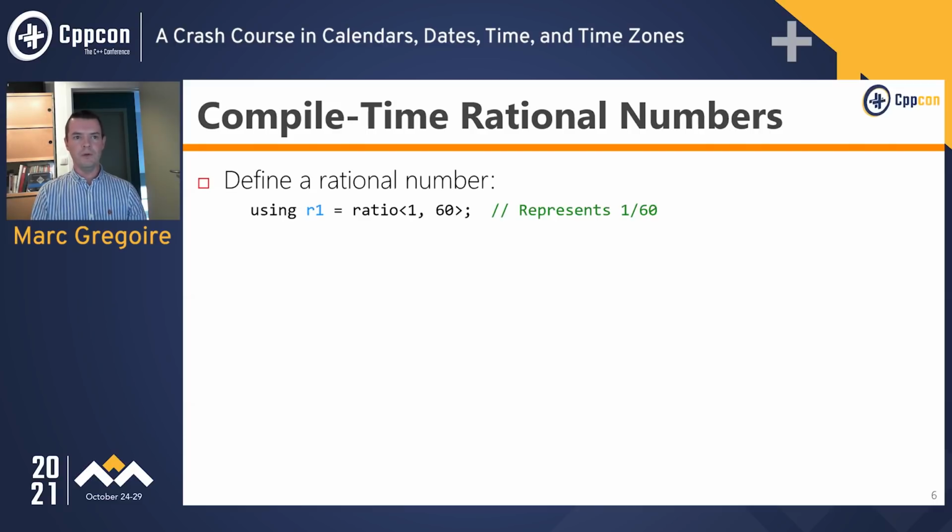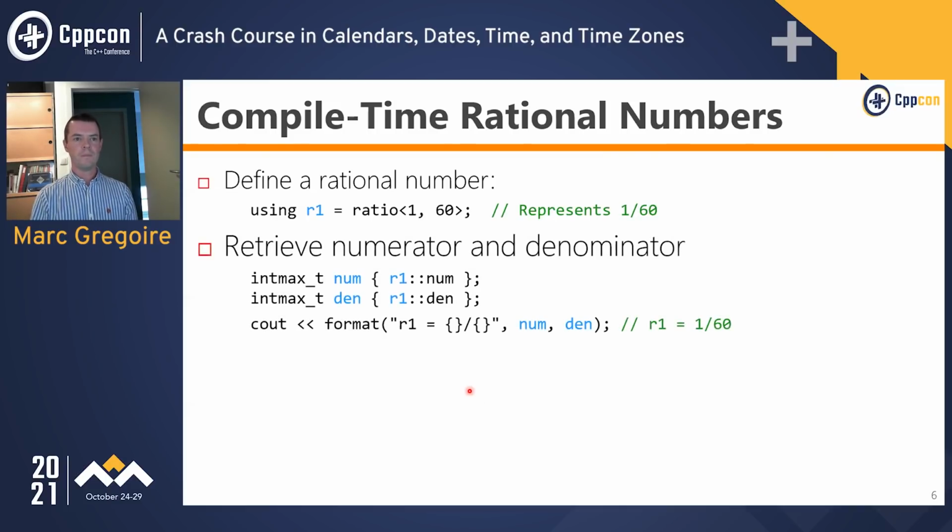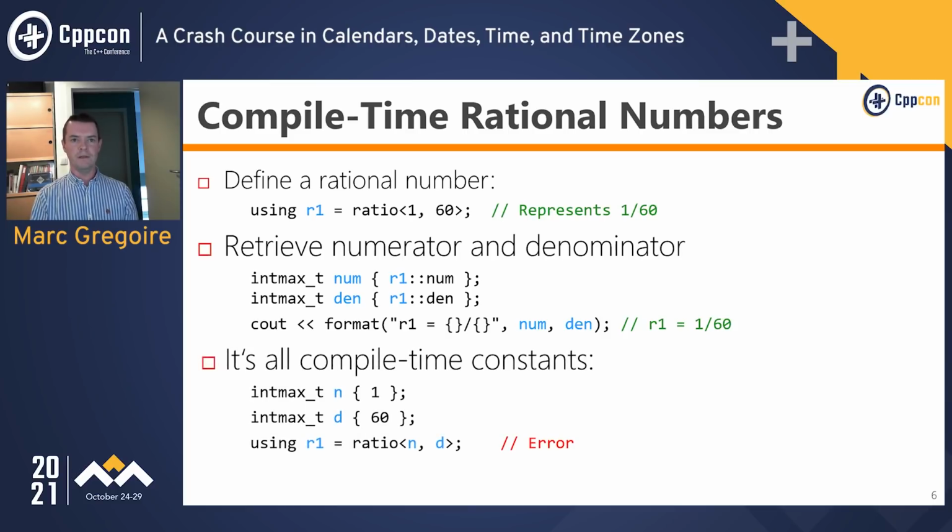Let's look at an example of how to use these rational numbers at compile time. Since everything is happening at compile time, we are not using normal variables. Instead, we're using types. In this first example, I define an R1, which represents the rational number 1/60. Once you have defined this rational number, you can use the num and den members to retrieve the numerator and denominator. Then you can output them, and you see that this R1 represents the rational number 1/60. Once more, it's all compile time constants.